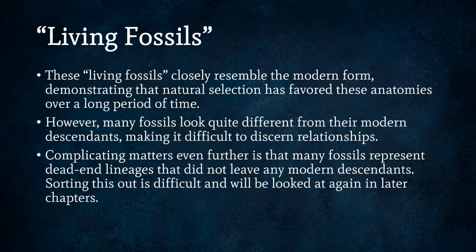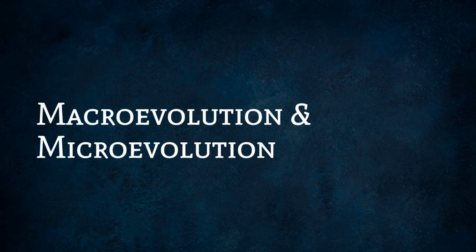Okay, I'm probably going to repeat a little bit of what I just said here. These living fossils closely resemble the modern form, demonstrating that natural selection has favored these anatomies over a long period of time. However, many fossils look quite different from their modern descendants, making it difficult to discern relationships. Complicating matters even further is that many fossils represent dead-end lineages that did not leave any modern descendants. Sorting this out is difficult and will be looked at again in later chapters. So it's important to remember that most of the species on Earth that have ever existed are now extinct. It's another fun fact for you.